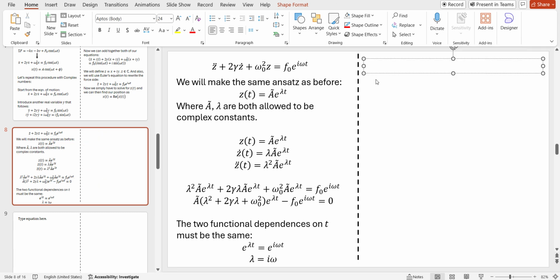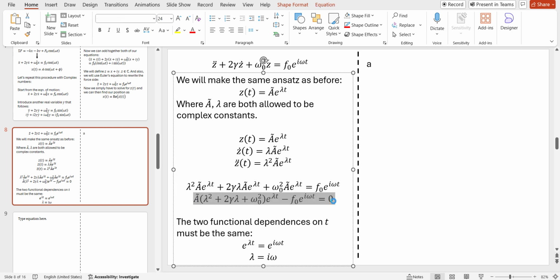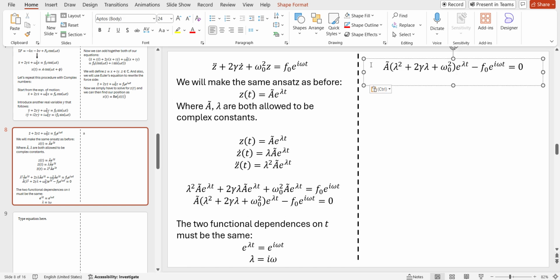So if lambda is just I omega, then we can group all of these things together. And I'm going to go ahead and do that. Move this over. Here's this guy. And this f naught just gets absorbed into everything else. Lambda is I omega, I'm just going to write it as I omega. And there's a minus f naught in here.